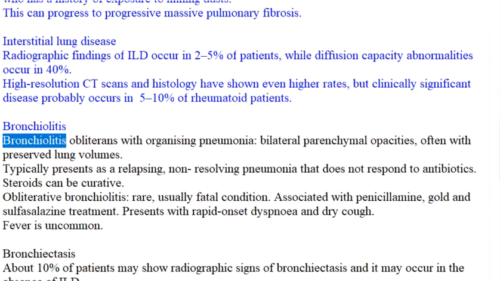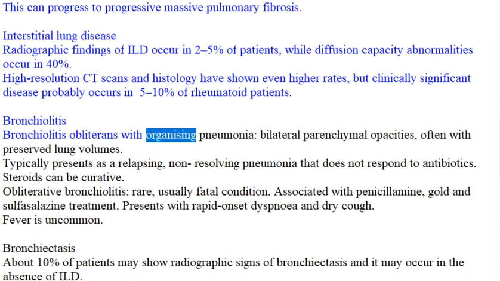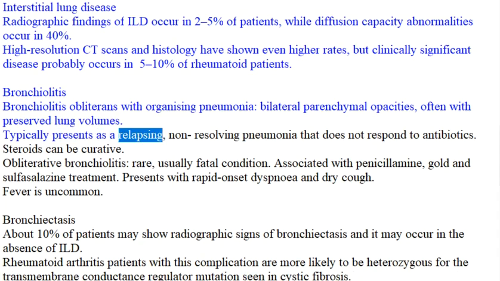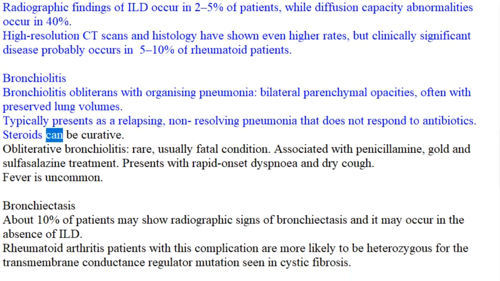Bronchiolitis. Bronchiolitis obliterans with organizing pneumonia, bilateral parenchymal opacities, often with preserved lung volumes. Typically presents as a relapsing, non-resolving pneumonia that does not respond to antibiotics. Steroids can be curative.